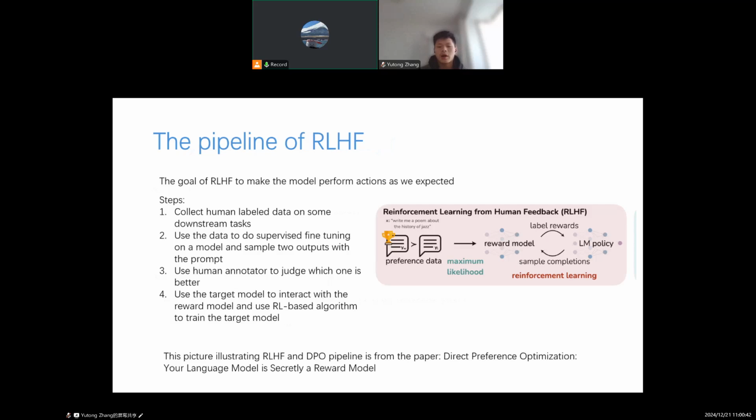So I'm going to tell you about the pipeline of RLHF, and I think it was given in the previous talk in the AI interest group.